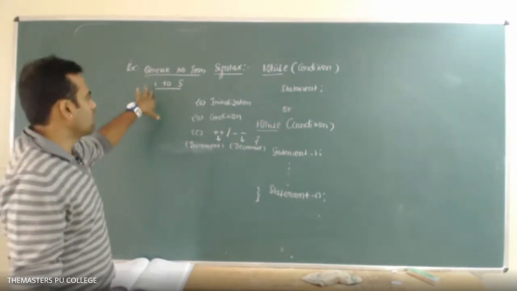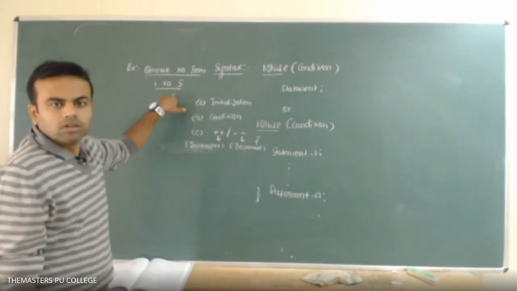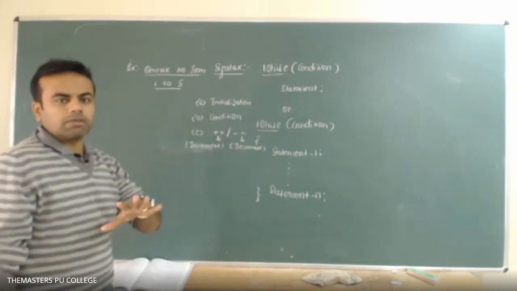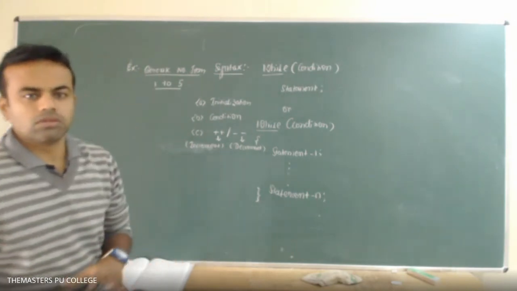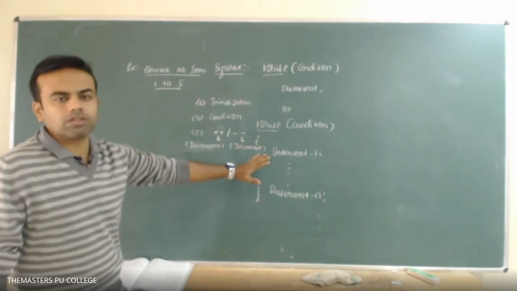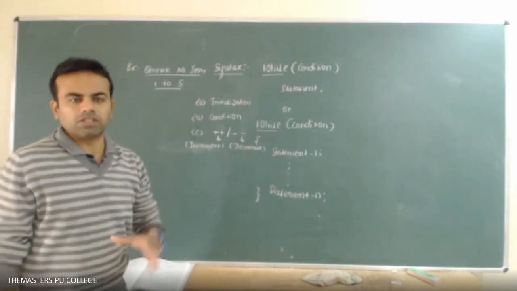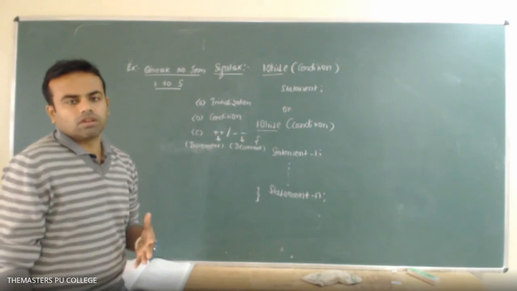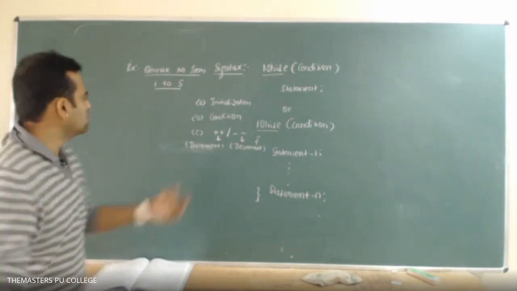Right, I need to generate the number from 1 to 5 here. I need to generate the number from 1 to 5. So what should be the initialization value? I need to generate the number from 1 to 5 using while loop concept. So what will be the first initialization value? One. Yes, of course.